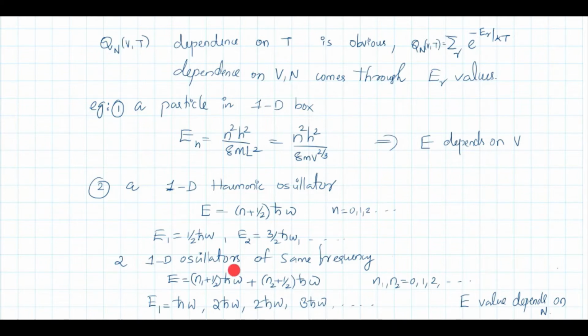So, as the number increases, the energy eigenvalues will change. So E depends on N. So that is why this partition function will also depend on N. So the dependence of partition function on V and N comes through the energy eigenvalue. Okay.